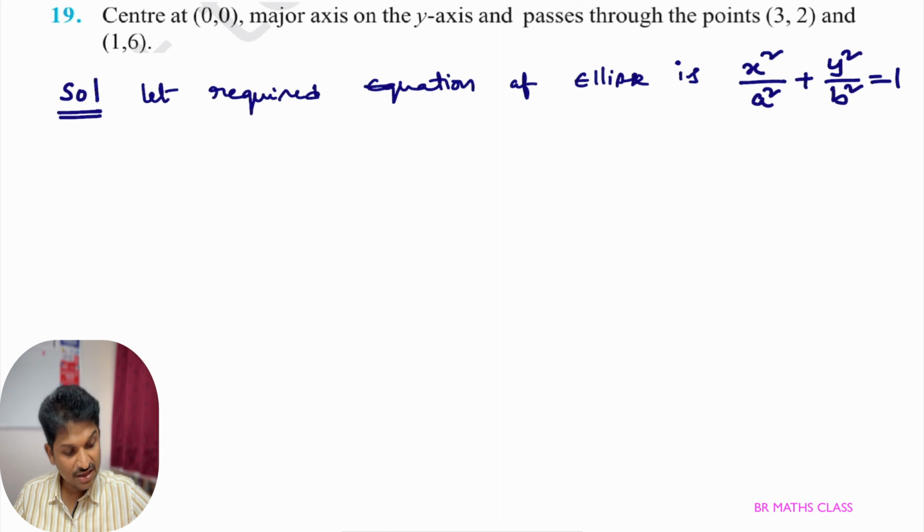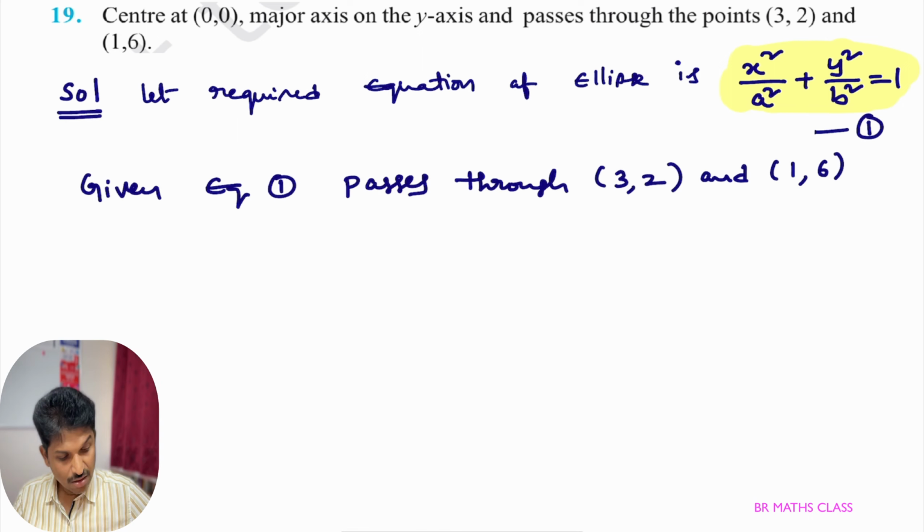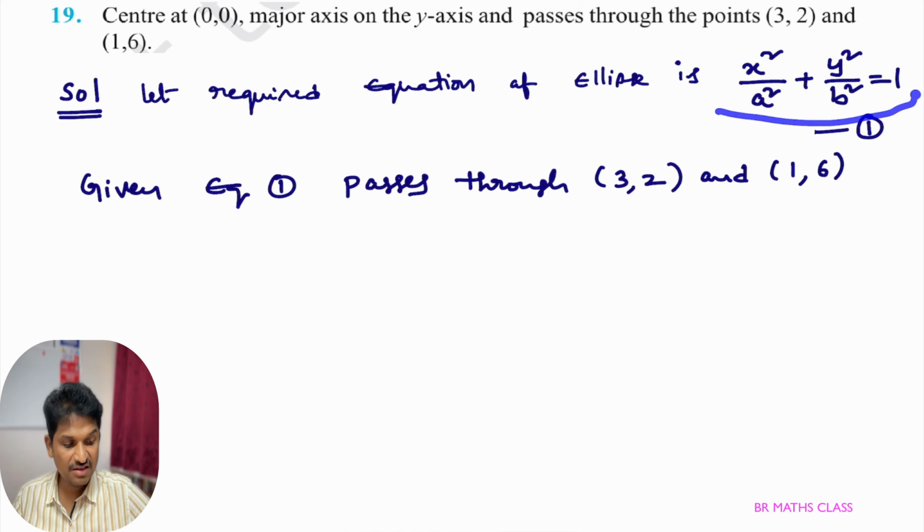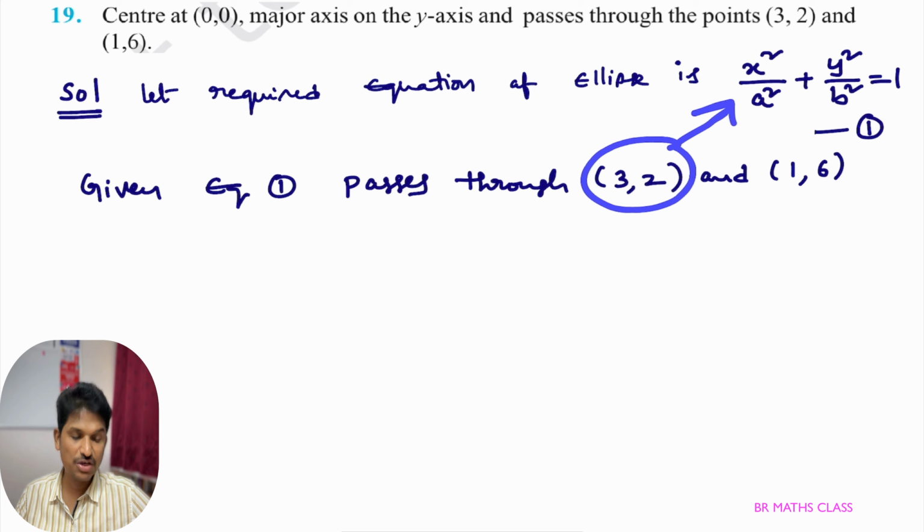I'll take this equation, x square divided by a square plus y square divided by b square equal to 1, as equation 1. Given that equation 1 passes through (3, 2) and (1, 6). As this equation 1 passes through these two points, I can substitute both the points in the given equation.